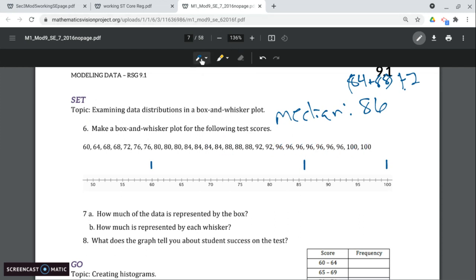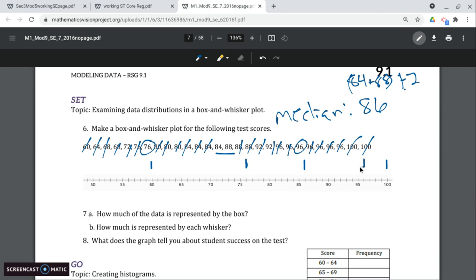So we know our median was here between, let's see, 1, 2, 3, 4, the last 84 and the first 88. We start from here and cross off till we find the middle. So our middle here is 76. So we'll have another line here at 76. And then we do the same thing on the other end. Cross these off, find that middle: 96.